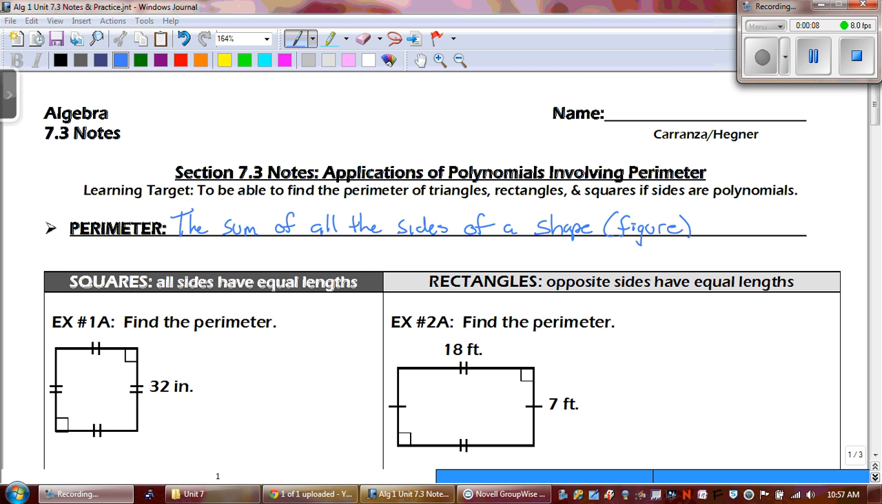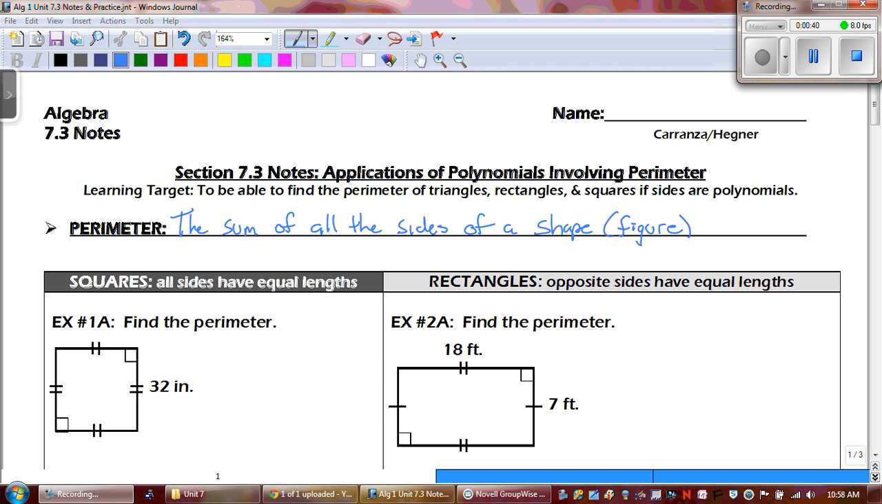Today we're talking about application of polynomials involving perimeter. Our learning target today is to be able to find the perimeter of triangles, rectangles, and squares if their sides are polynomials. And remember that perimeter is the sum of all the sides of a shape or figure. Perimeter means the outside. So the three shapes we're going to be talking about today are the square, rectangles, and then triangles.